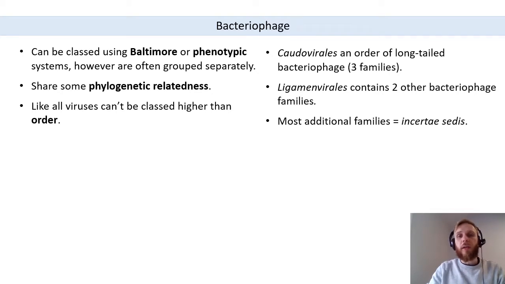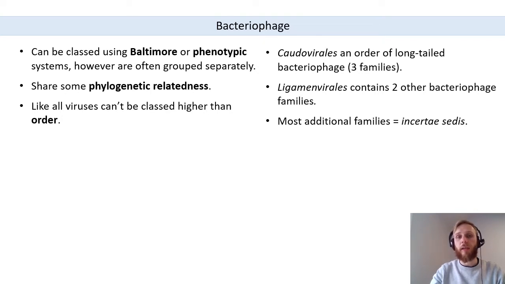Okay, again, we can classify them using the normal classification systems we've talked about. We can think about phylogenetics, we can think about Baltimore classification, but the important thing to remember is these are not one big phylogenetic group, and these are types of viruses. So again, the principles that apply to normal viruses apply as well. And one of those principles is that we can't classify these higher than order in the phylogenetic classification system.